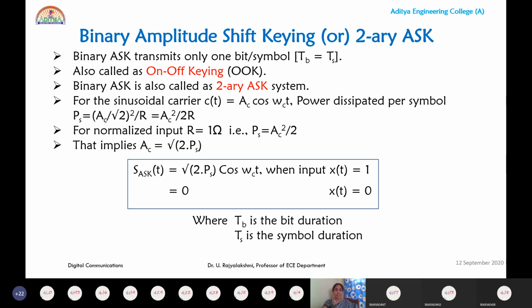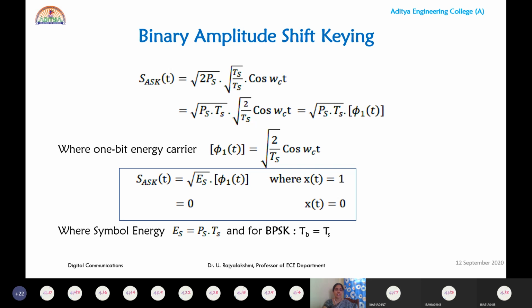In the next slide, you can discuss the representation of ASK signal in terms of 1-bit energy carrier. So we know that energy can be represented as the product of power and time. Okay, so power dissipated per symbol and symbol duration is the symbol energy. So now our intention is to represent this power dissipation in terms of energy, because we are interested to calculate the Euclidean distance. Okay, so ASK signal can be represented as root Ps into Ts.